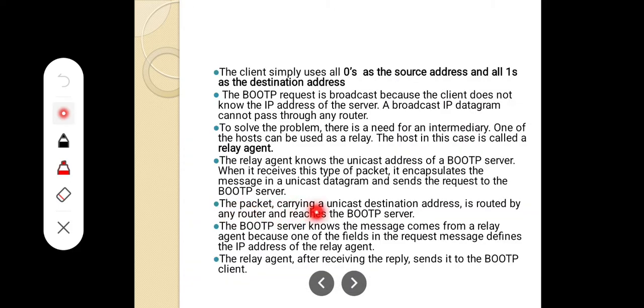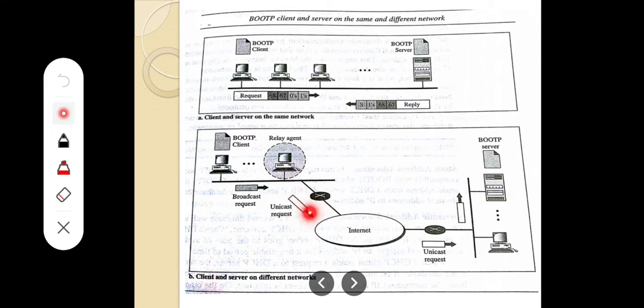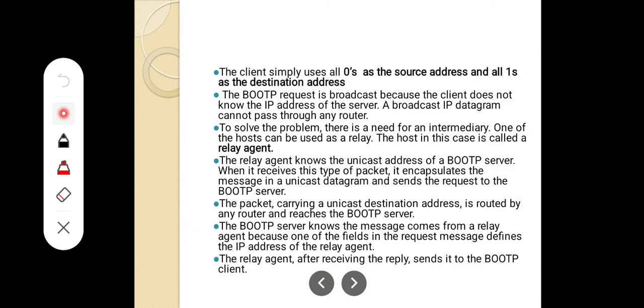The packet carrying the unicast destination address is routed by any router and reaches the Bootp server. This packet containing this unicast address can be accepted by any router and it will be routed to the Bootp server. The Bootp server knows the message comes from the relay agent because one of the fields in the request message defines the IP address of the relay agent.